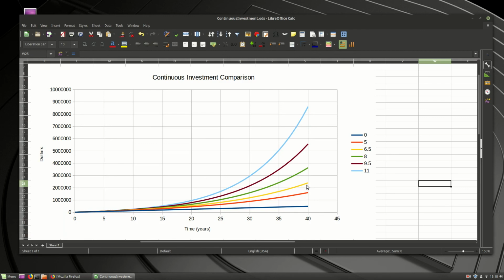At 6.5, you're right around $2.5 million. At 8, 3.5. At 9.5, you hit $5.5 million. Pretty good returns. And then lastly, if you can get 11%, you would have $8.5 million after 41 years. So it's something to consider. Invest wisely, but invest in something that gives you good returns. And in the next videos, we'll be talking about what those things are.